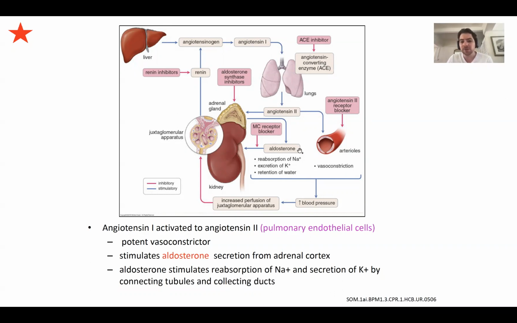So what aldosterone is going to do is at the terminal end, at the distal convoluted tubule and the collecting duct, it's actually going to use these channels, which we'll get to in a little bit, but it's going to bring back sodium. And remember, anytime we bring sodium back, we're going to bring fluid back or bring water back.